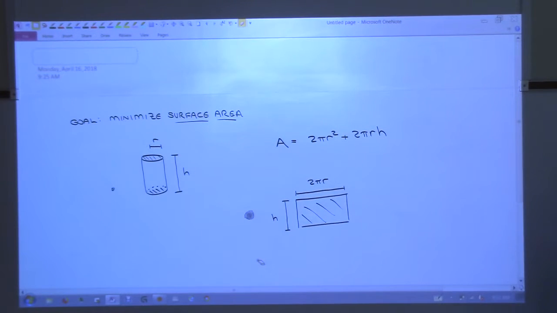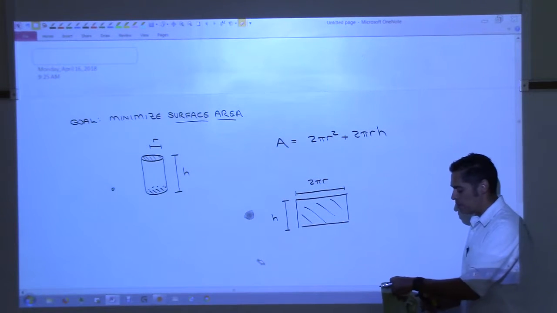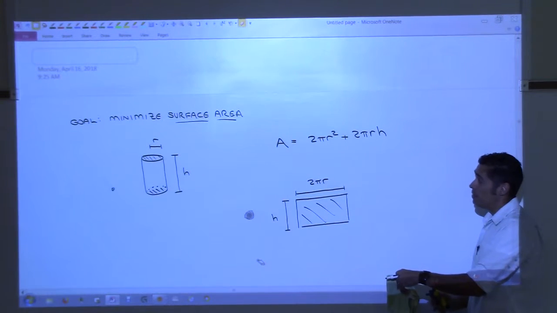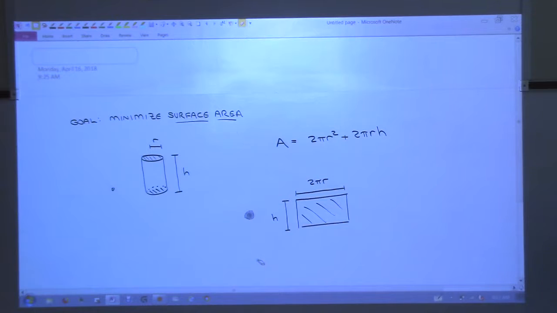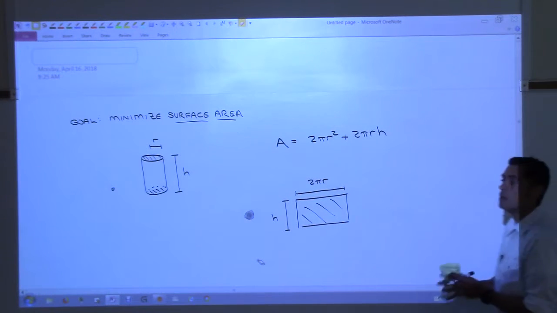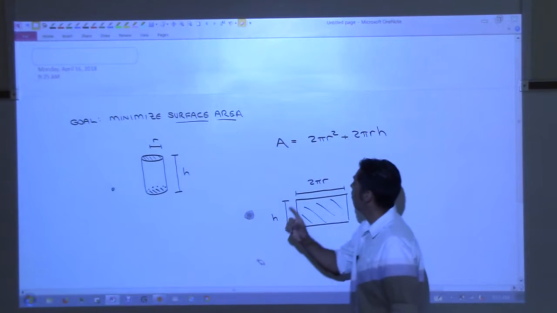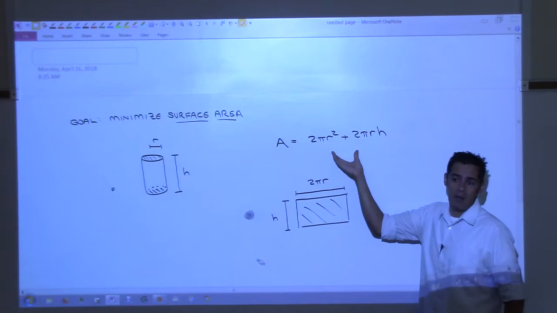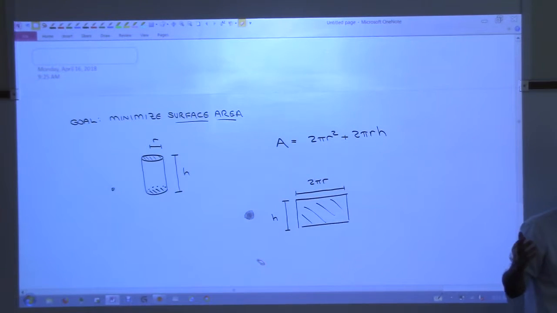So right now, this is what we have, right? And we're trying to find the smallest value that this area equation can spit out. But the problem with it, well, can you tell me what the problem is with it right now? Pardon? The 1,000 cubic centimeters will come into play. It's going to come into play, but why can't I do calculus on this right now? Why can't I take the derivative and all that stuff?